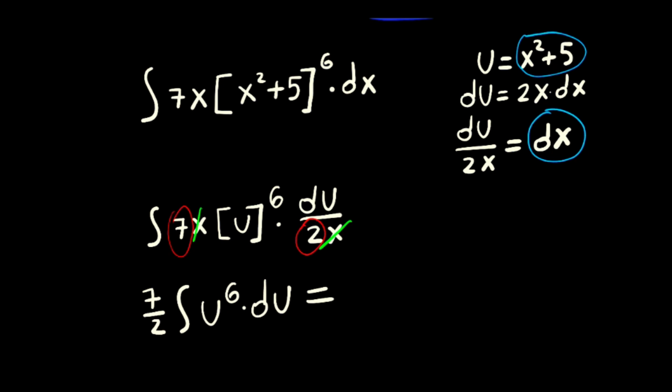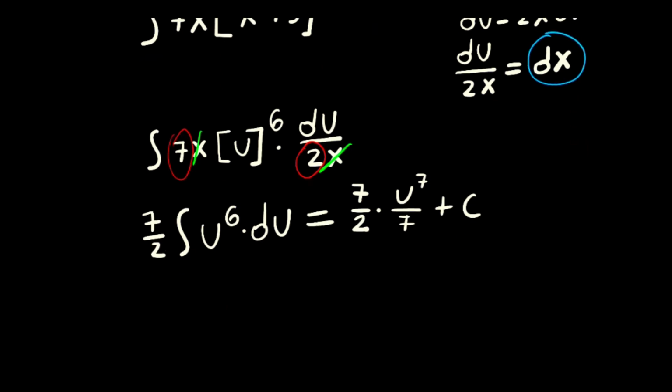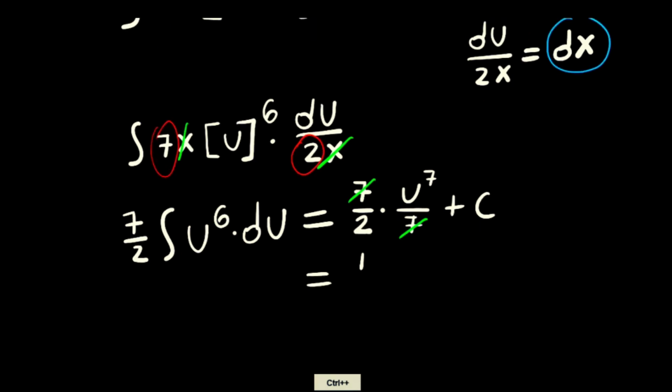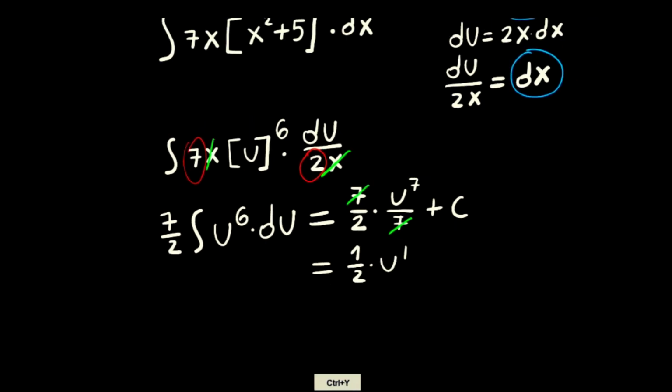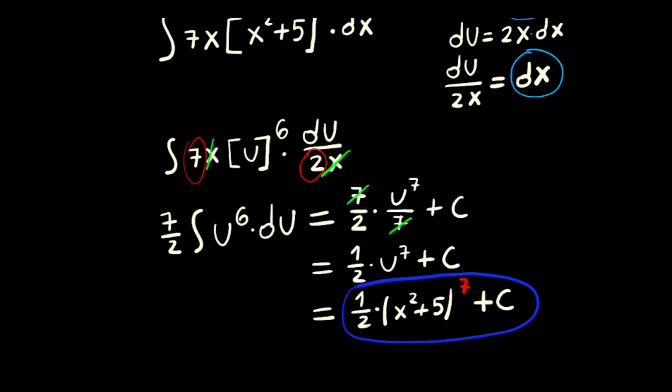Now, we can use the power rule. So, if we add 1 to the exponent, it's going to be u to the 7th, divided by 7, plus c. So, notice we can cancel these 7's. So, what we now have is 1/2, u to the 7th, plus c. At this point we can replace u with x squared plus 5. So, the final answer is 1/2, x squared plus 5 raised to the 7th power plus c. So this is it.